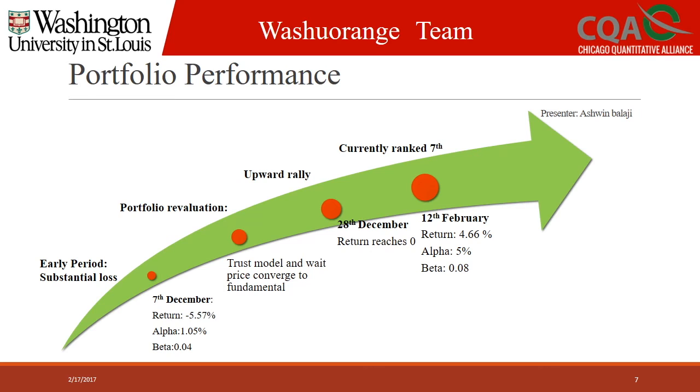After hours of discussion, we decided to believe in our original model and go with its initial choice of stocks. This is pretty much like believing in Tom Brady in Super Bowl 51, and sure enough, it paid off. Our returns were increasing. On December 28th, we reached 0% return and the upward rally continued. As of February 12th, we have a return of 4.66%, an alpha of 5%, and a beta of 0.08, which is very close to our goal of 0 beta. Next, Ricky is going to talk about the portfolio attribution.